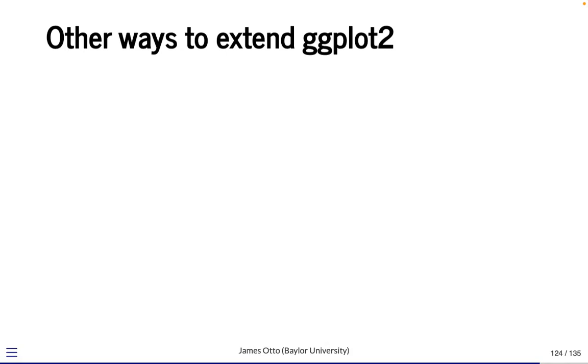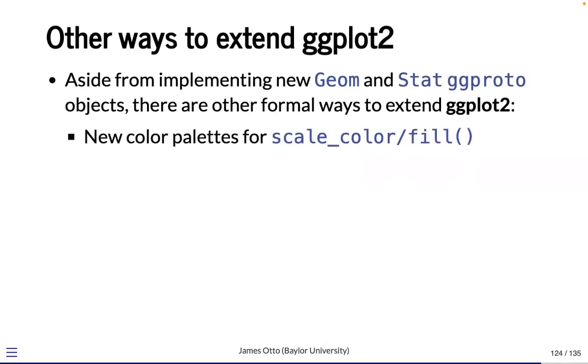So this talk was titled creating new geoms and stacks using ggproto. Obviously, ggplot2's main purpose is geoms and stacks, but it does other things, and it's possible to extend ggplot2 in ways other than the implementation of new geoms and stacks. So this is going to start easy and get harder. One of the easiest things you can do is come up with your own color palettes. We'll see an example of this.